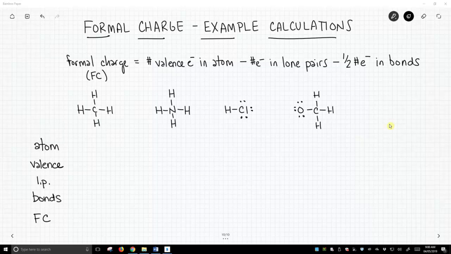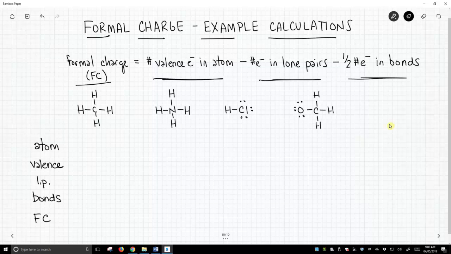Now, if you remember, our formula for formal charge is shown on the top of the slide. So formal charge, or FC, equals the number of valence electrons in the atom, and we can simply find that through the group number. And then we subtract the number of electrons in the lone pairs, and then half the number of electrons in the bonds, the covalent bonds.